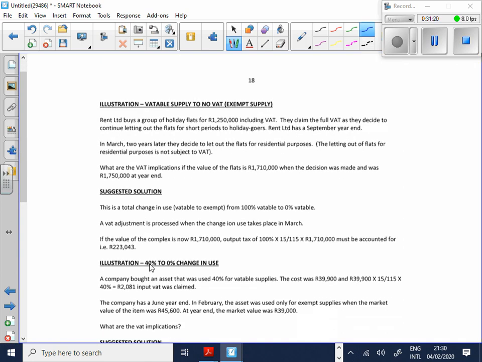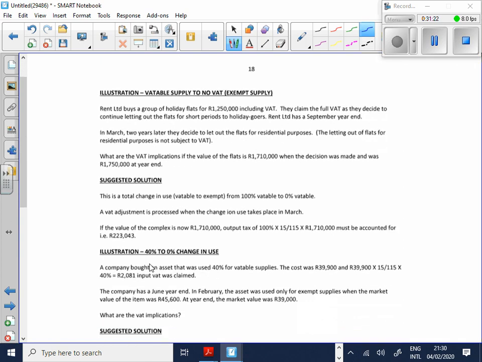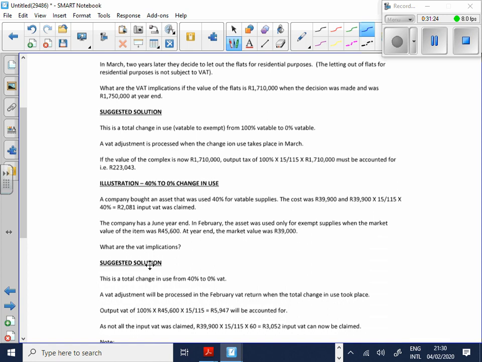Then, guys, I need you to understand something. There's an illustration there, 40% to 0%. Does everybody see that? Before you look at the example, tell me why this one's going to be different from the one that I've just done with you.